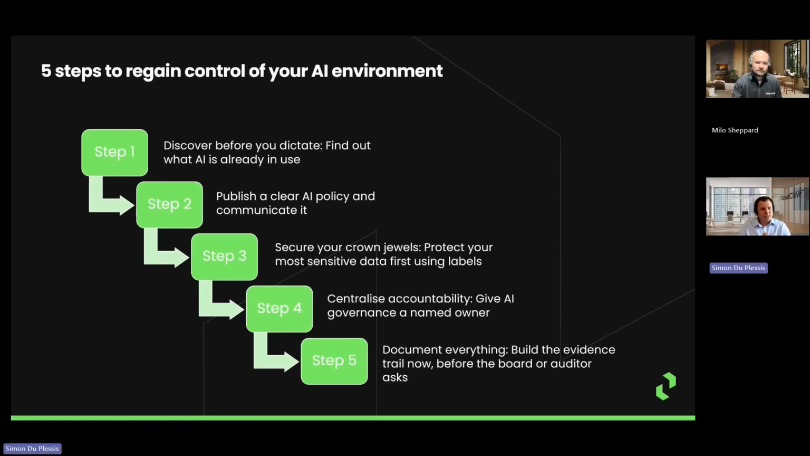Right. So shall we go through five steps to regain control of your AI environment? Let's do it. First thing, find out what AI is already in use. And I think we've evidenced that. Get in contact with us. We run a report, we show you these are the tools, and then as a business, you can decide which tools you would like your users to be able to use.